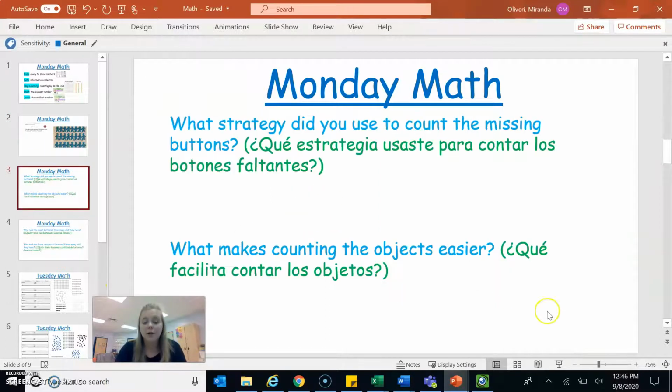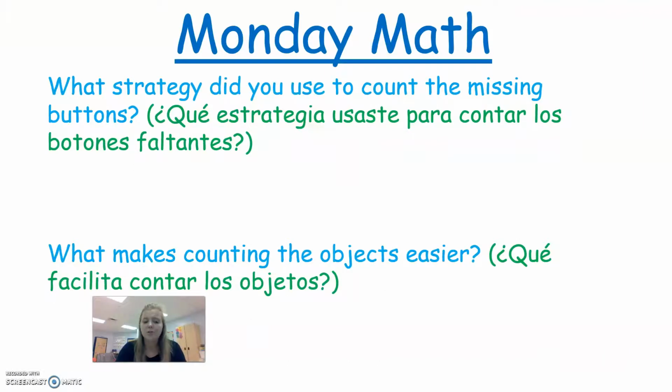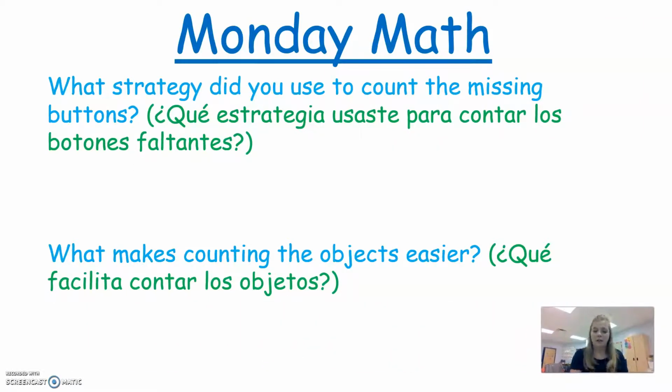Alright, I'm going to read these questions out for you, and I am going to talk you through some of the answers, but I want you to really think and work on these on your own, okay? After I read out each question, you can press pause so you can write down an answer to each one. You can write these down on a separate sheet of paper if you want, okay? So the first question is, what strategy did you use to count the missing buttons? Well, I used tally marks and then I skip counted by 5s. Okay, so the strategy I used was skip counting by 5s and making tally marks. Okay, so pause it and tell me what you did.